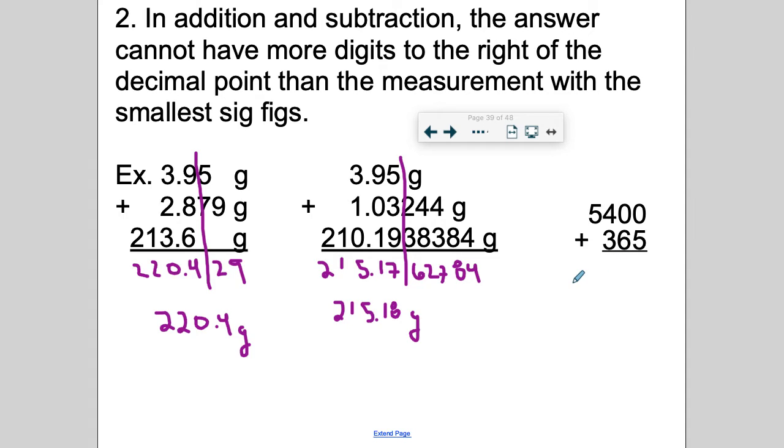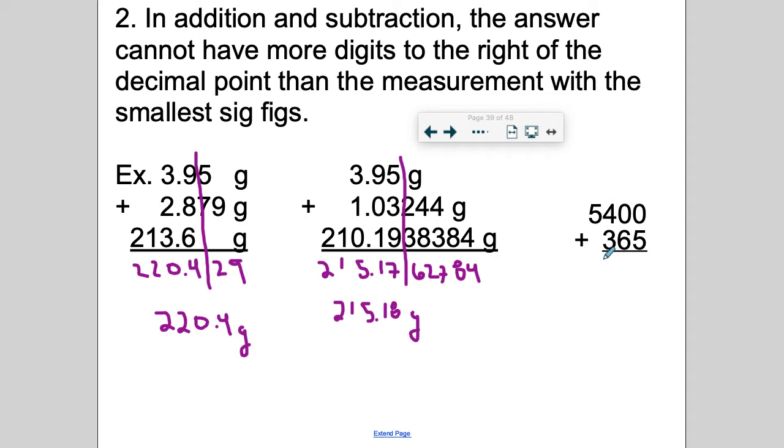When I do subtraction, see how the 3.95 is the smallest one up there? Two sig figs. So you just draw that line behind it. Oh, so it doesn't have to be 3 sig figs? No, that's wrong on that one. Okay. This one's only going to have 2.